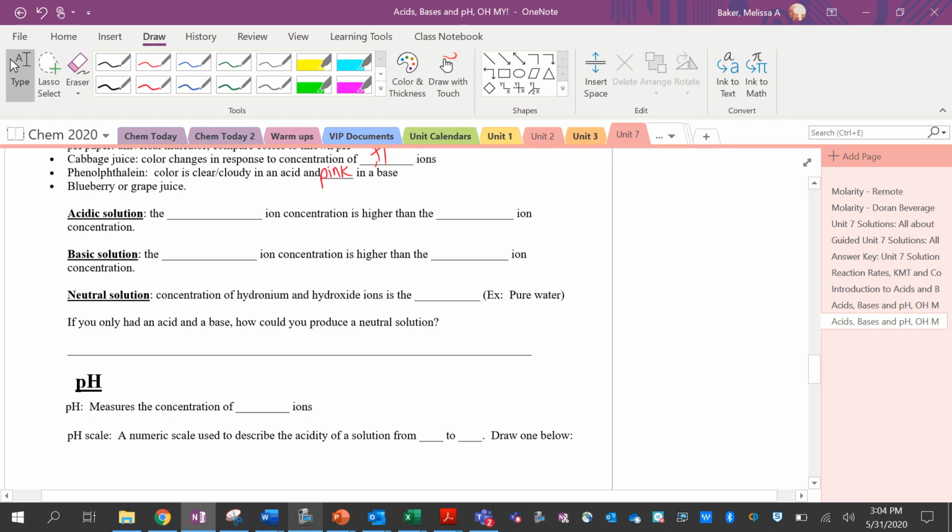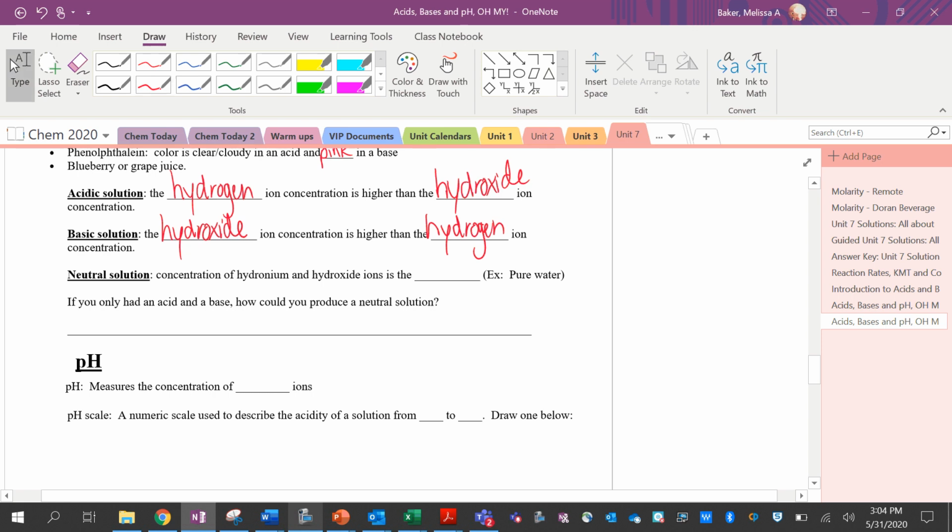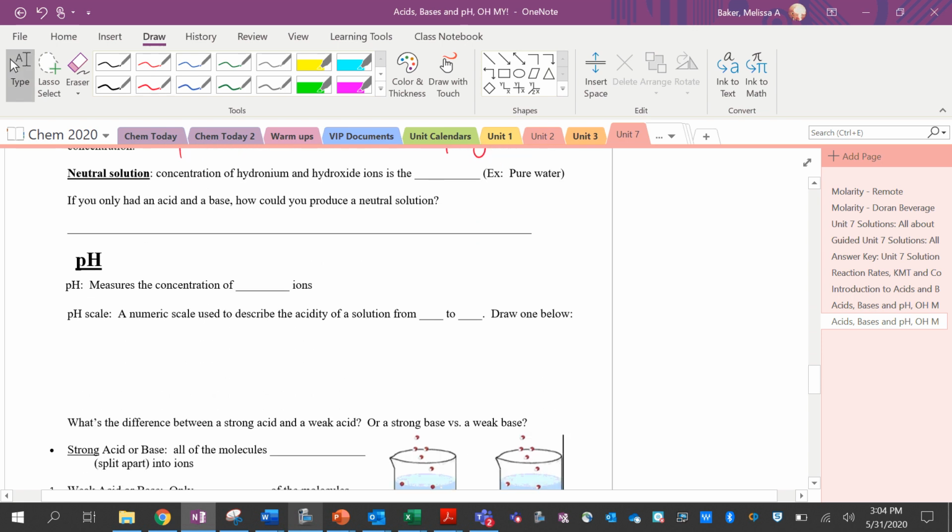In an acidic solution, the hydrogen ion concentration is higher than the hydroxide ion concentration. And you might guess this, but in a basic solution, the hydroxide ion concentration is higher than the hydrogen ion concentration. A neutral solution is when the concentration of the hydrogen or hydronium and hydroxide ions is exactly the same.